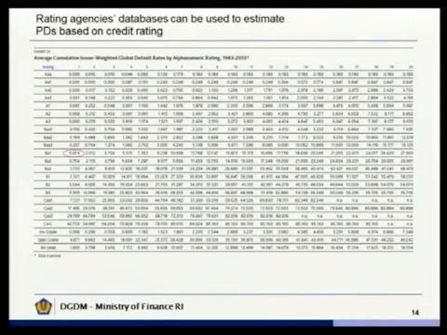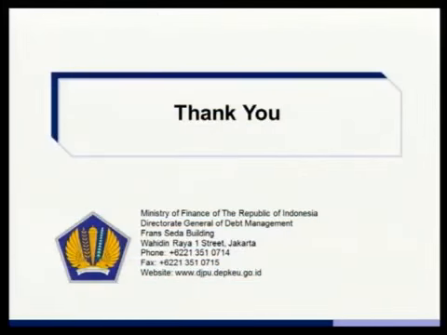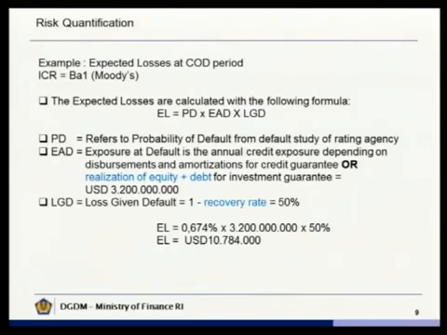If you look at the Moody's database, the probability of default for Ba1 for the next year is 0.674. And exposure at default in the investment guarantee is the realization of the equity and debt. Let's say the amount is $3.2 billion, and loss given default is 1 minus recovery rate. Recovery rate is based on our historical data, especially in the water sector. The recovery rate is 50%.